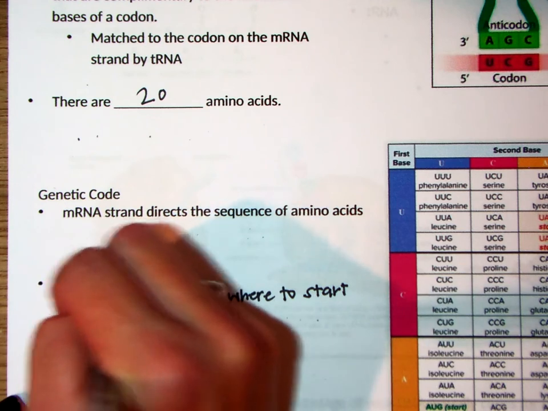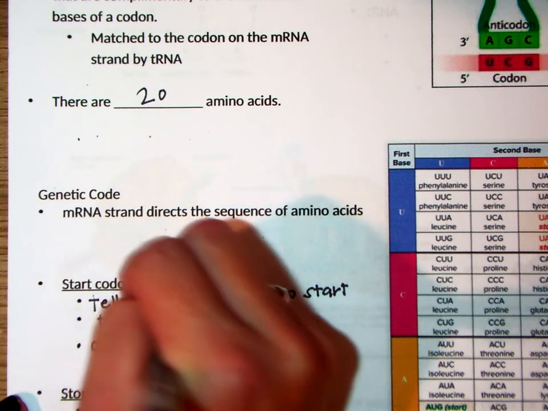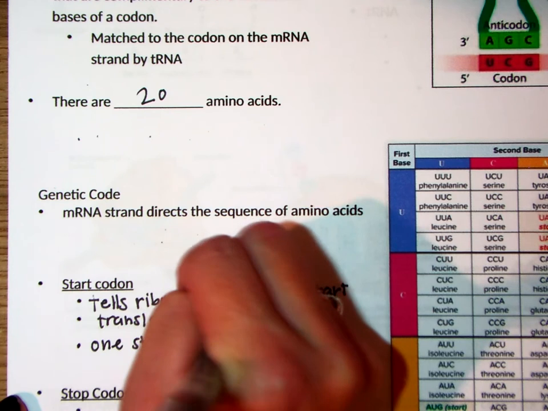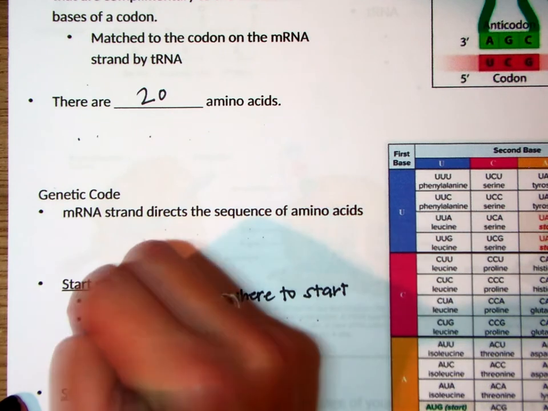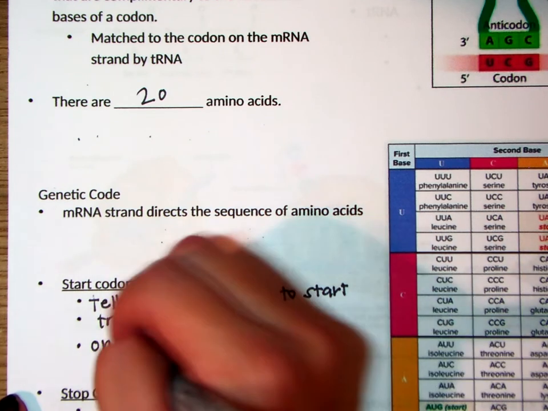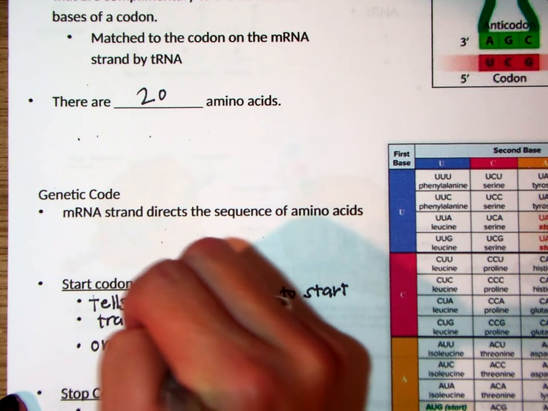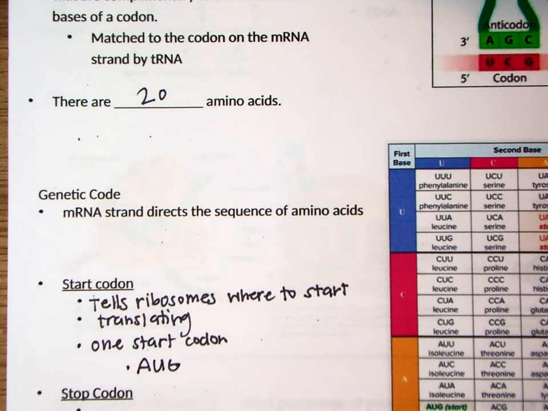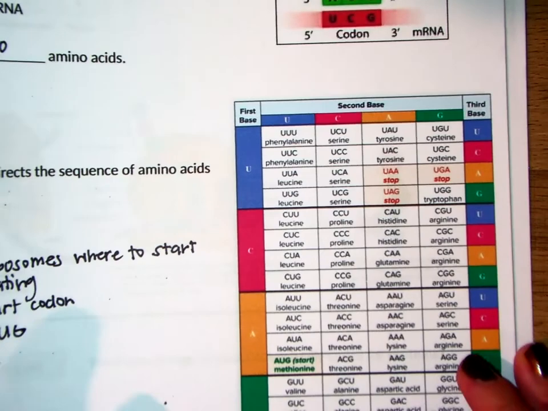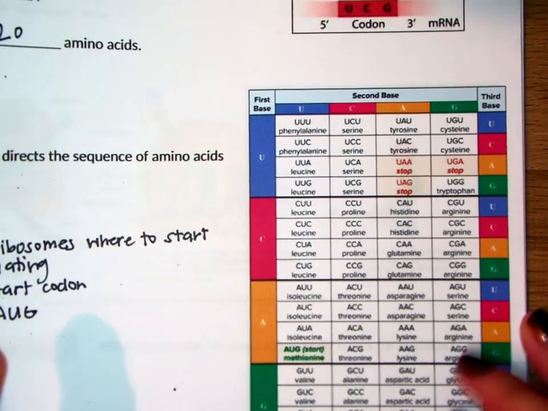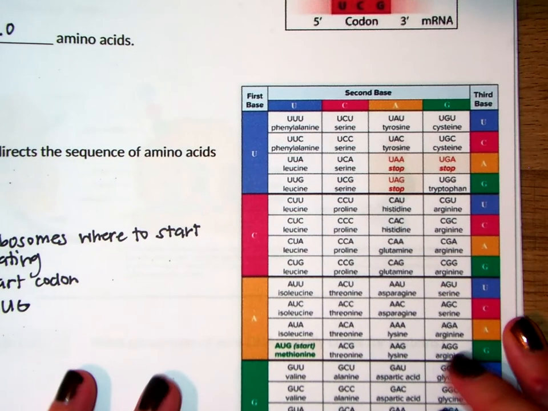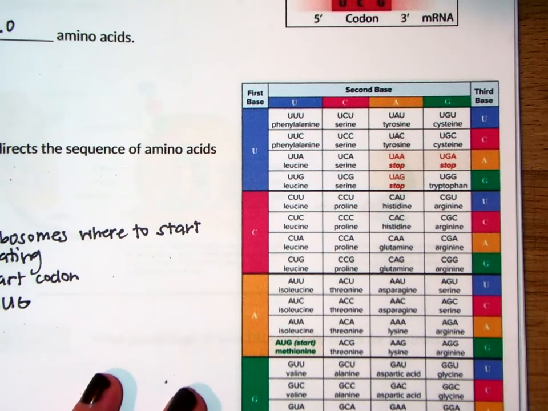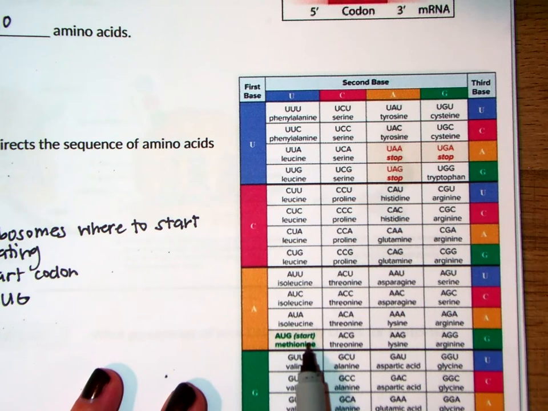And there's one start codon, and that is AUG. So over here, this shows all of your codons and the amino acids that they code for. And let's see, where is it? Here we have AUG is the start codon.